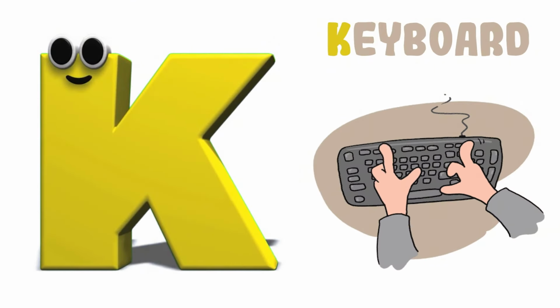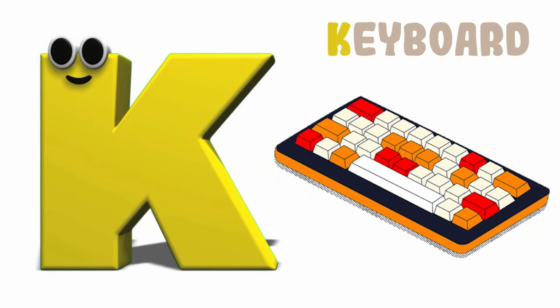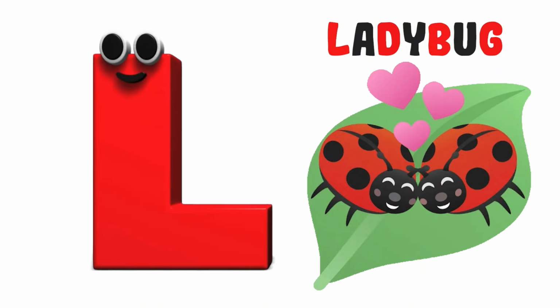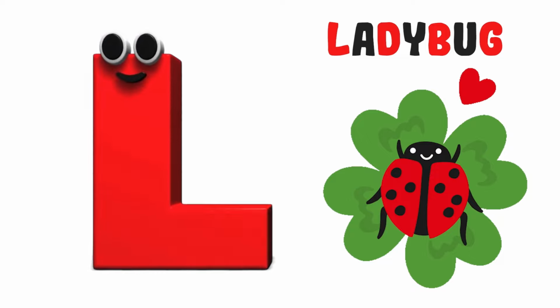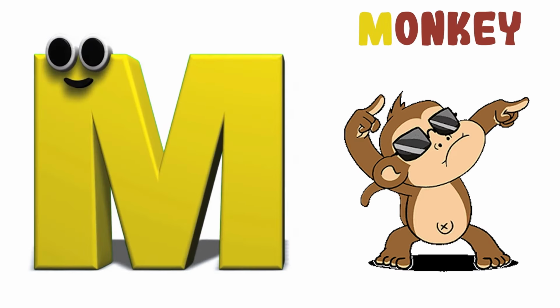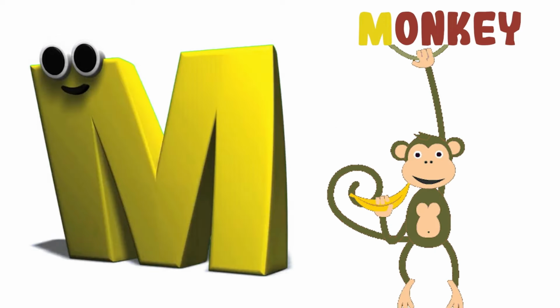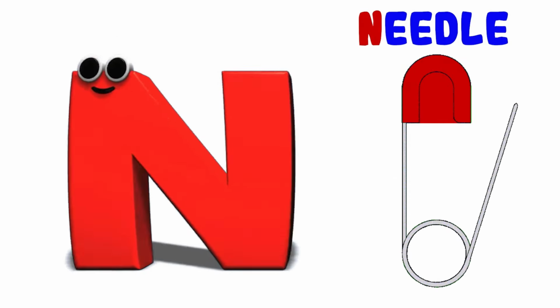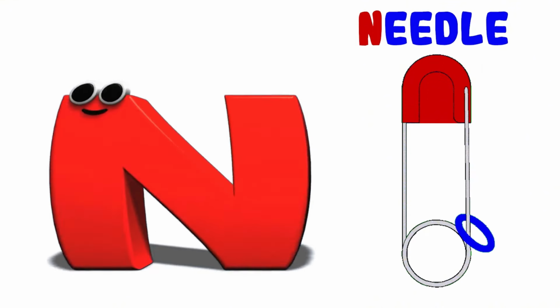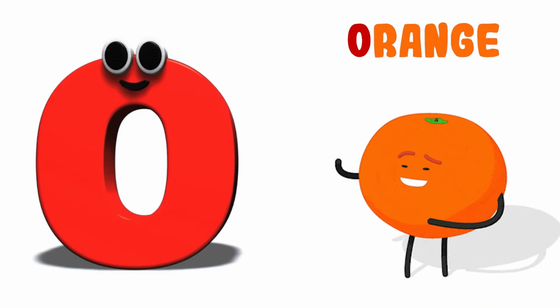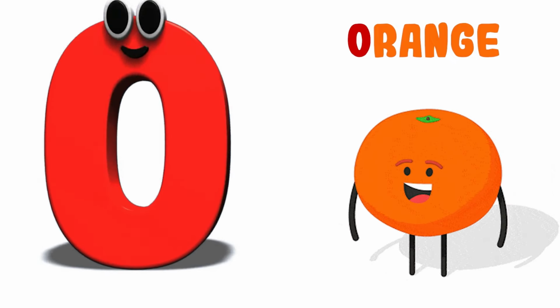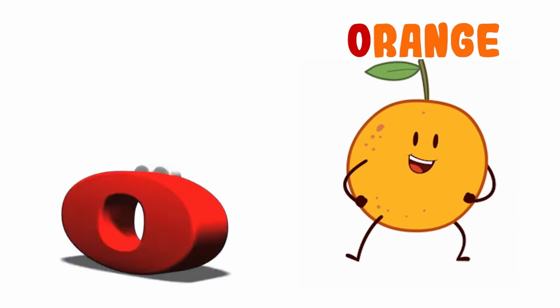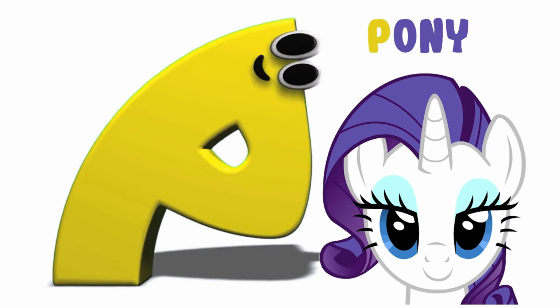K is for keyboard, k, k, keyboard. K, keyboard. L is for ladybug, ladybug, ooh, ooh, ladybug. L, ladybug. M is for monkey, monkey. M, monkey. N is for needle, needle. N, needle. O is for orange, orange. O, orange. P is for pony, p, p, pony.